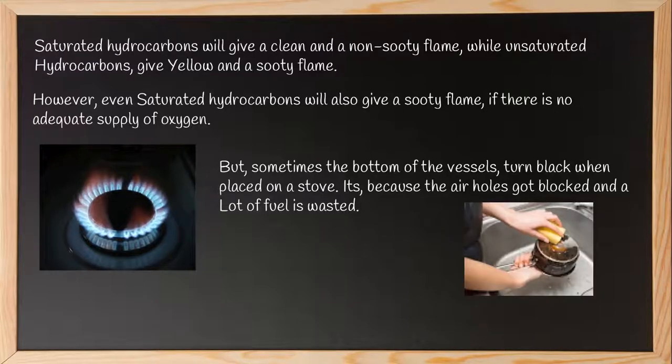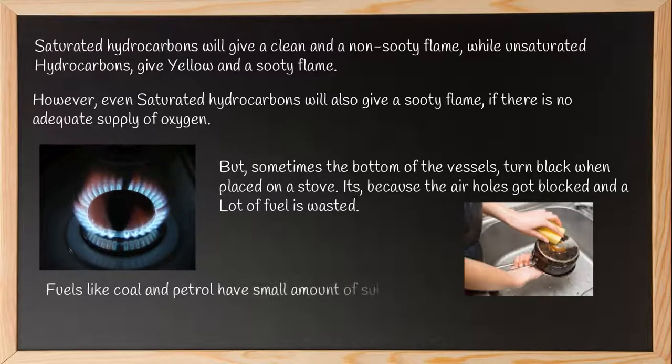Now just look at this vessel. The bottom of this vessel has completely turned black because when it was put on the stove, the air holes present in the stove got blocked. So there is no adequate supply of oxygen, and a lot of soot is attached to the vessel, and that is why it turned black. To avoid all this, we need to clean the stove regularly.